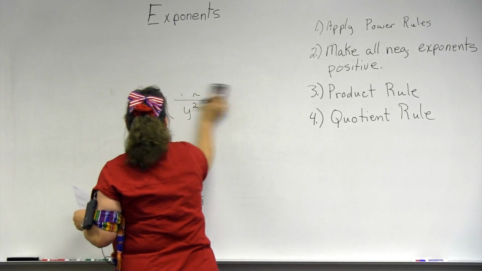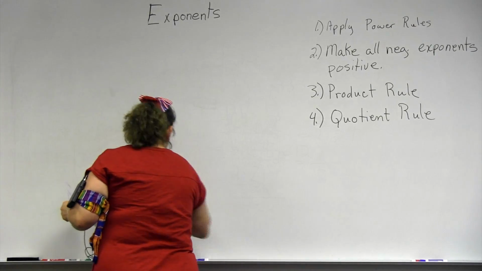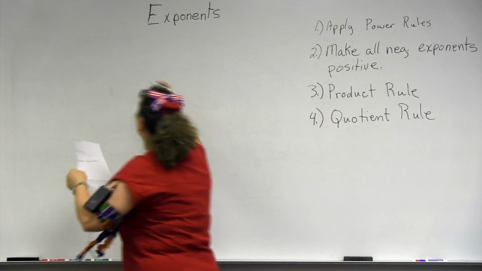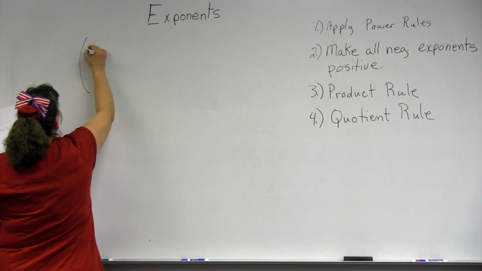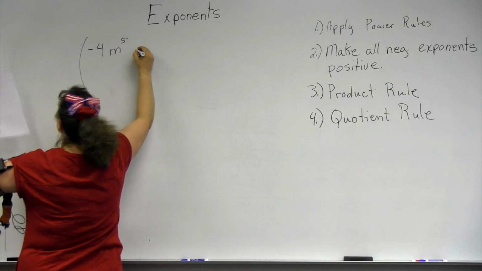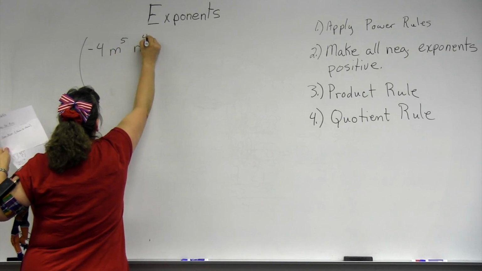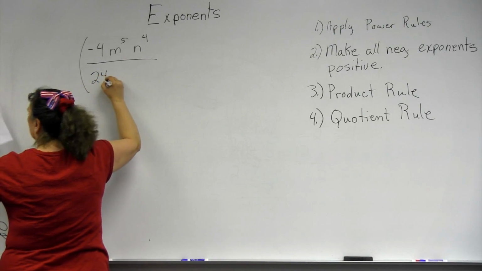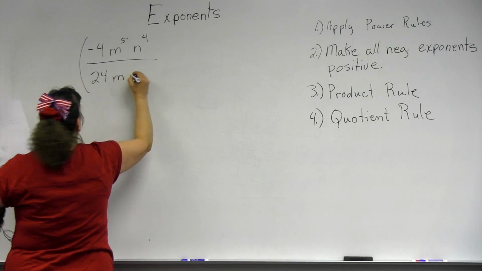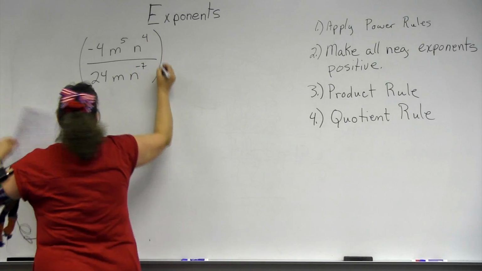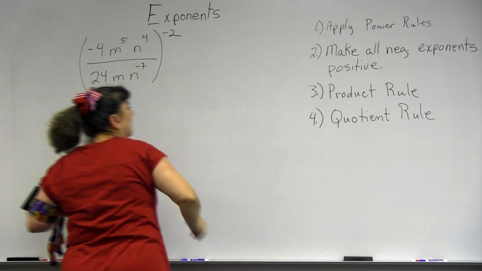One more problem that's a little bit harder, so that you really see the use of these rules. Okay, let's look at this. Negative 4 m to the 5th times n to the 4th over 24 m n to the negative 7. This whole thing is going to be raised to the negative 2 power.